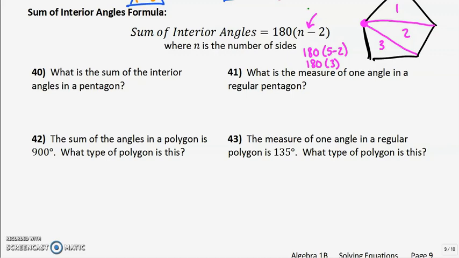Question 40 says, what is the sum of the interior angles in a pentagon? The sum is the key word here. The sum of the interior angles means we can use our formula, 180 times n minus 2, where n is the number of sides of the polygon. If we substitute 5 for n because a pentagon has 5 sides, we can figure out the sum of all those angles. We do our arithmetic and get 540 degrees. So the sum of the interior angles in a pentagon is 540 degrees.